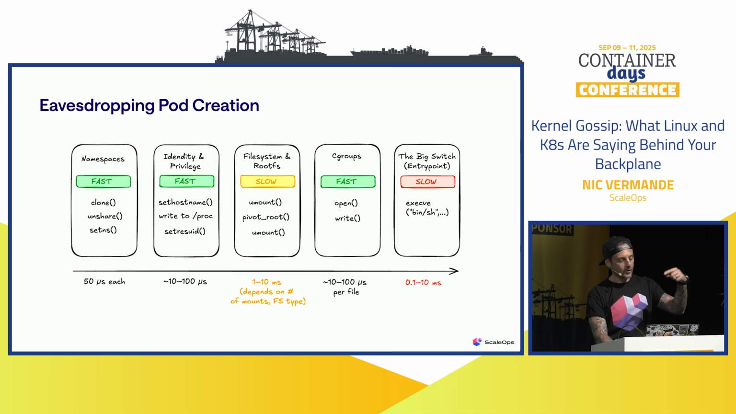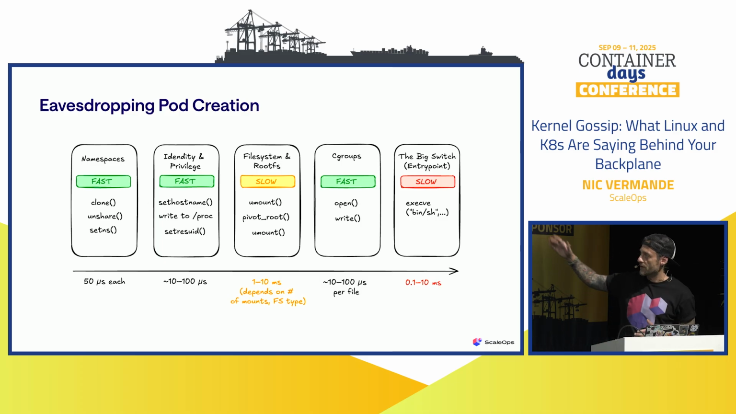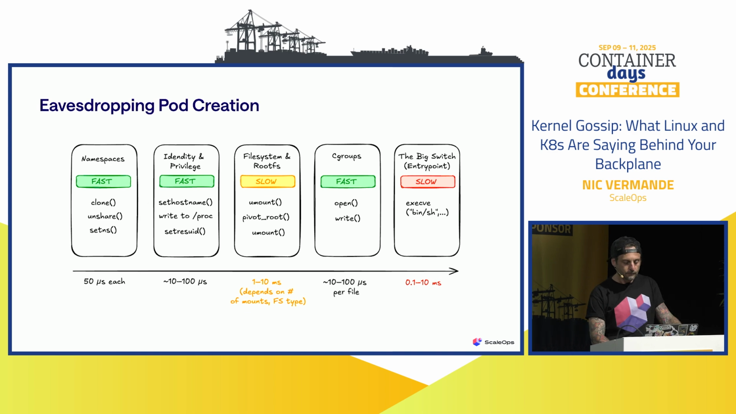Then we go into, and it's quite fast, so this one is not what is going to take time. Then we have everything around identity and privilege. This is where you will find things like setting the host name, writing to /proc, and also changing the user ID, the group ID, all these kinds of things, with the corresponding syscalls.